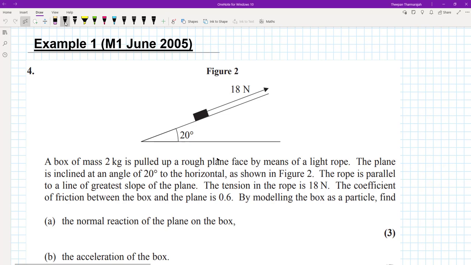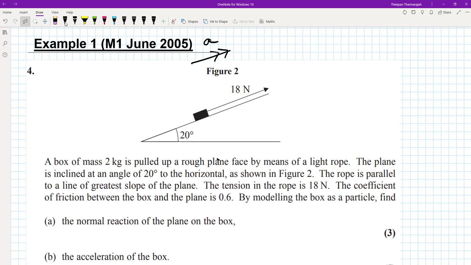Because it's moving up the plane, I'm going to draw the direction of acceleration denoted by a double arrow going up the plane. The plane is inclined at an angle of 20 degrees to the horizontal as shown in figure 2. The rope is parallel to a line of greatest slope of the plane. The tension in the rope is 18 newtons. The coefficient of friction between the box and the plane is 0.6. By modelling the box as a particle, find the normal reaction of the plane on the box and the acceleration of the box.